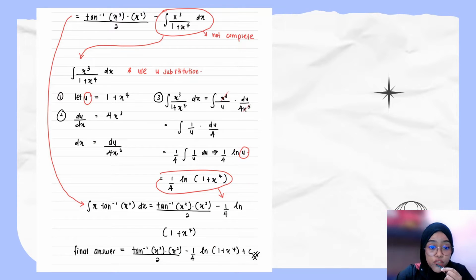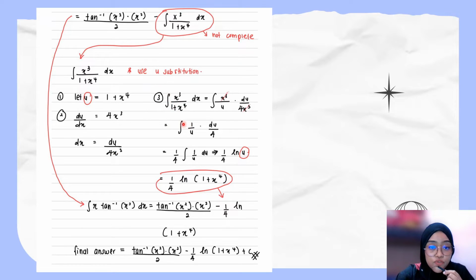What we need to do here is complete this. We have to solve this equation using the u substitution method. For the integral of x cubed over 1 plus x to the power of 4 dx, let u be 1 plus x to the power of 4. Then du over dx is 4x cubed, and dx is du over 4x cubed.